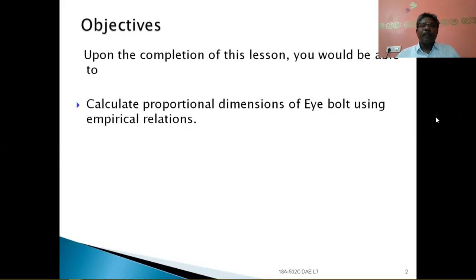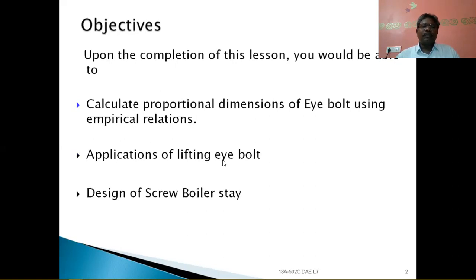calculate proportional dimensions of eye bolt using empirical relations, applications of lifting eye bolt, design of screw boiler stay, an application of screw boiler stay.